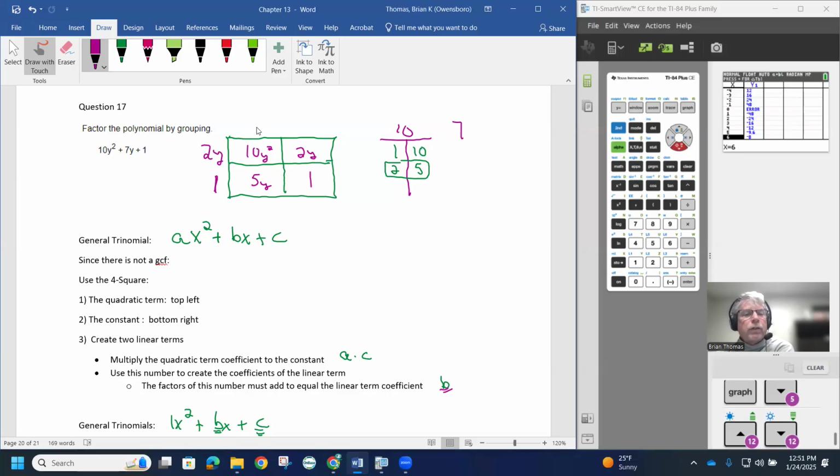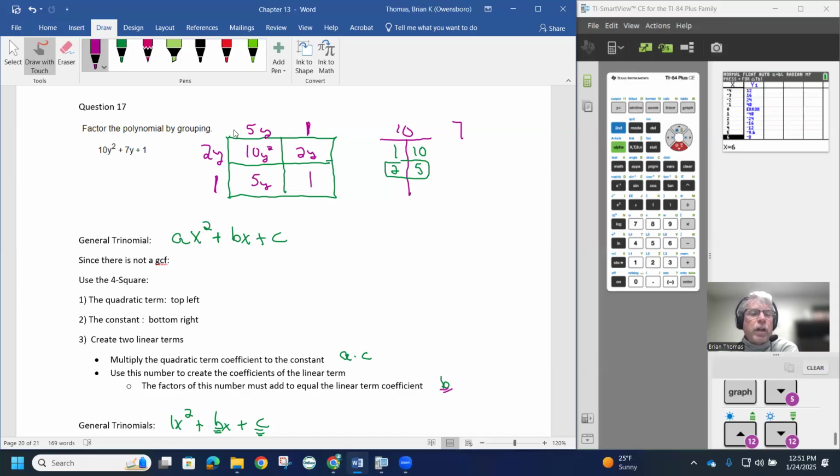Now, if we play this out, what times 2y gives me 10y squared? It looks like I need a 5y. 5y times 2y does give me 10y squared. What times 2y gives me 2y? Well, I would just need a 1, because remember, when you multiply by 1, it doesn't change anything. 1 times 2y does give me 2y. Now, if I check this bottom row, does 5y times 1 give me 5y? Yeah. Does 1 times 1 give me 1? So notice how that all checks out. The outside fits the inside, so we've already double checked ourselves.